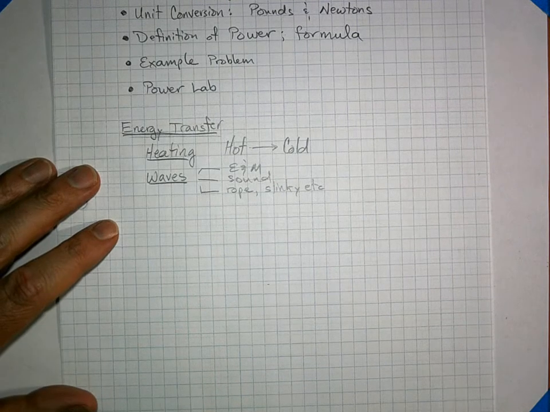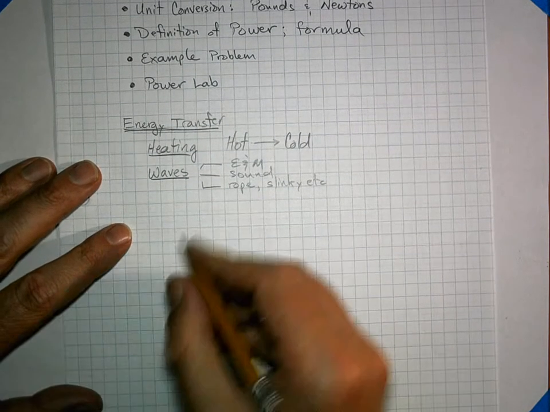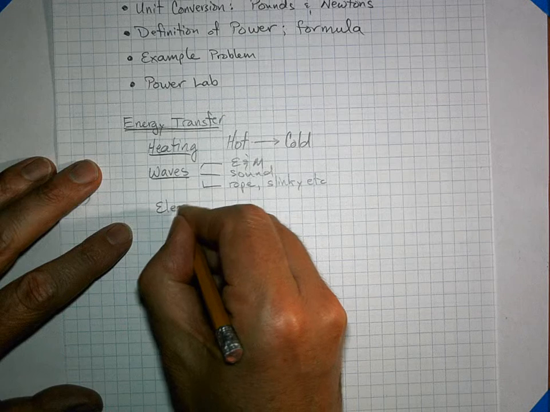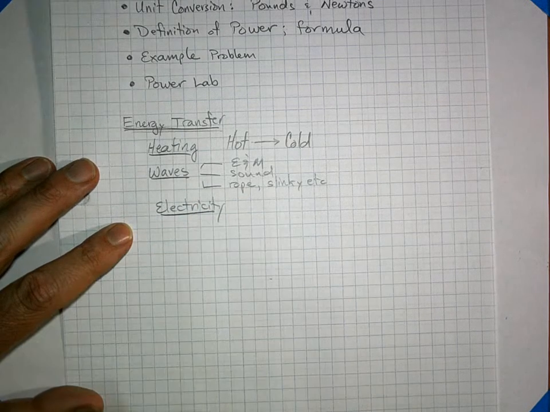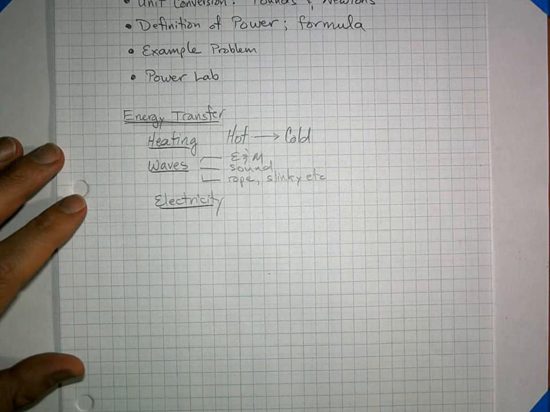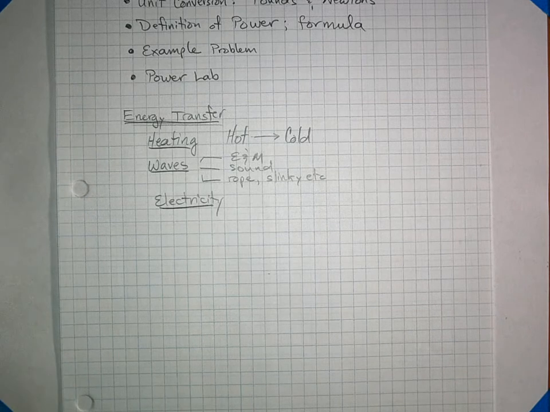But another way of transferring energy we're not going to use today is electricity. And that's when we transfer energy through the application of force onto electrons moving in a wire. So when electrons are being pushed through a wire, they can transfer energy. And we're going to study that, I think, in the next unit, actually, when we're done with this.